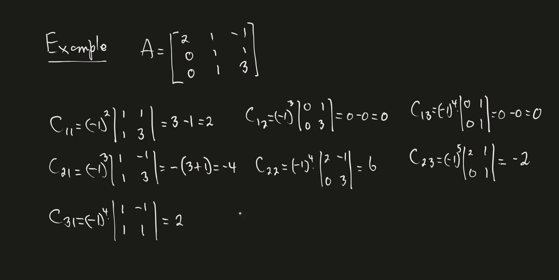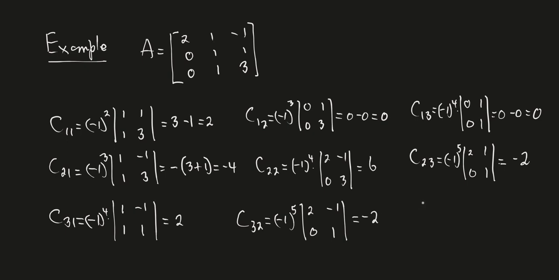Now the C32, that's -1 to the 5th power. And what do we end up with? So remove the third row, second column. So we're left with 2, -1, and then 0, 1. So we have 2 minus 0, but then there's a -1 in front of that, so that cofactor is -2.